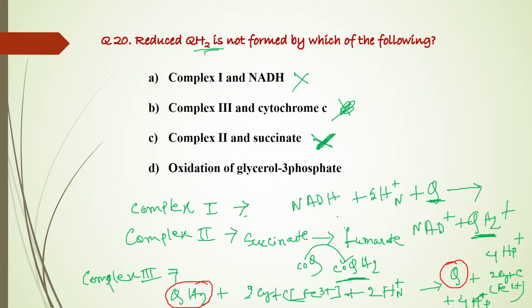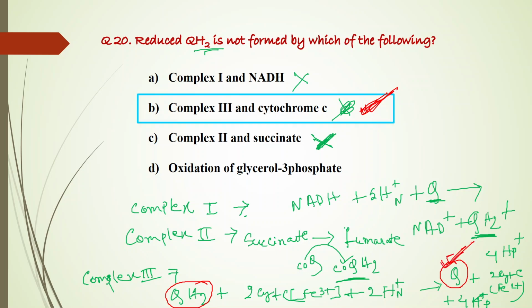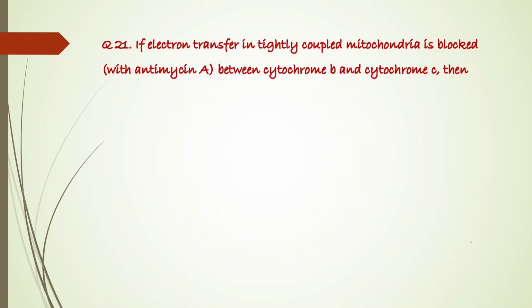So the correct option: reduced QH2 is not formed in which of the reactions? In case of complex 3 involving cytochrome C. We can see in the reaction here that we get the oxidized form Q, not the reduced form QH2. So if you remember all the equations of 1, 2, 3 and 4, you will be able to answer that in case of complex 3 we do not get the reduced form QH2.